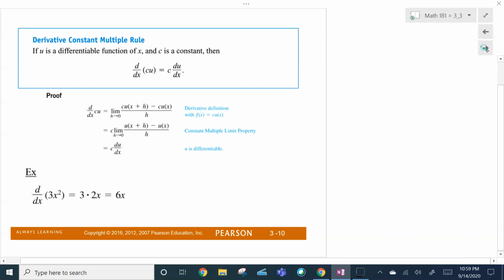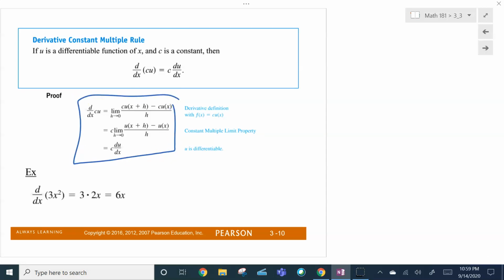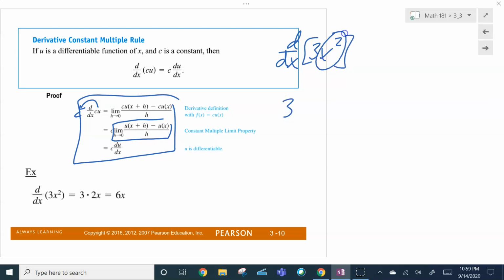All right, derivative, what if you have a constant and then the function? If you think about the limiting process, you could put the constant out front and then take the derivative of u. So it's just c and then the derivative. For example, I have here the derivative of 3x squared. The 3 stays in front. Now I just take the derivative of x squared, which is 2x to the 2 minus 1. So 6x to the 1 power.